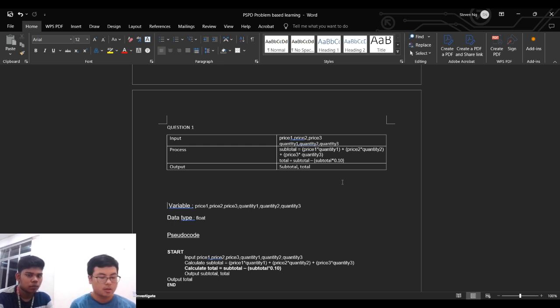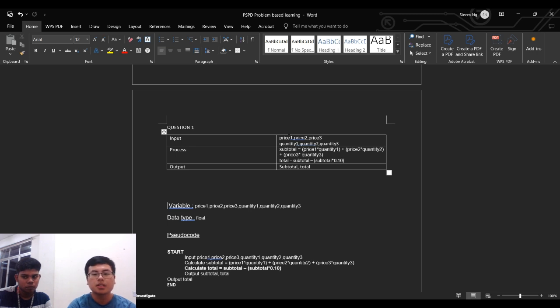So for part one of this question, we are going to be talking about the input, process, output of this. For the input, I put price 1, price 2, price 3, quantity 1, quantity 2, and also quantity 3. For the calculation of the subtotal, I use price 1 times quantity 1 plus price 2 times quantity 2 plus price 3 times quantity 3.